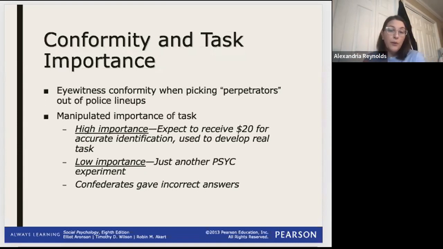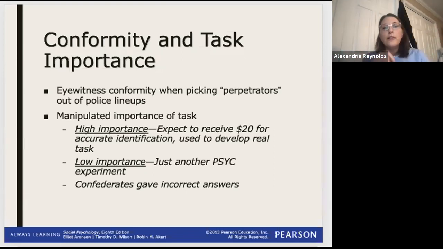Now there was another group, and this other group wasn't paid anything and was just told, this is just a regular experiment, just do the best you can, right? And so that group was deemed low importance. They weren't paid for accurate identification. They weren't told this is going to be used to develop a bigger scale study. They were just told it is what it is. So the difference between the two was level of importance.